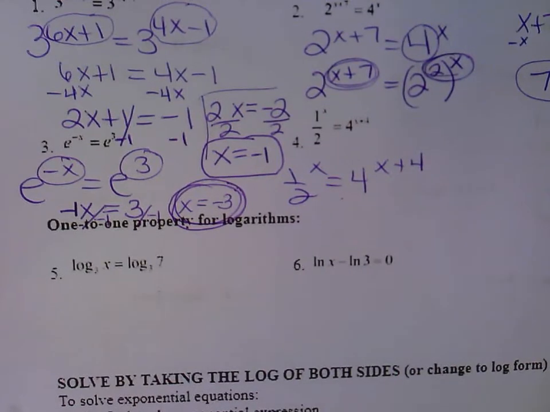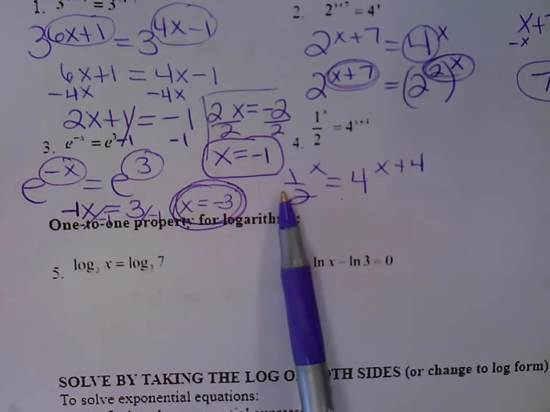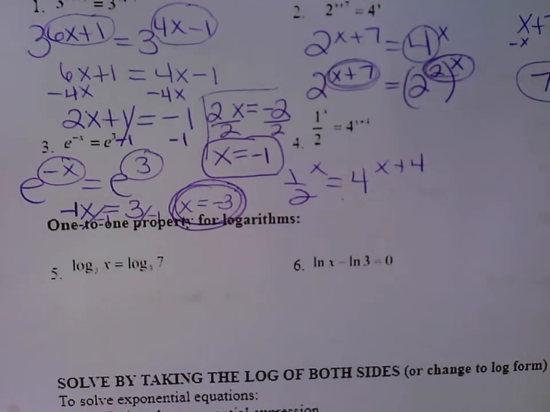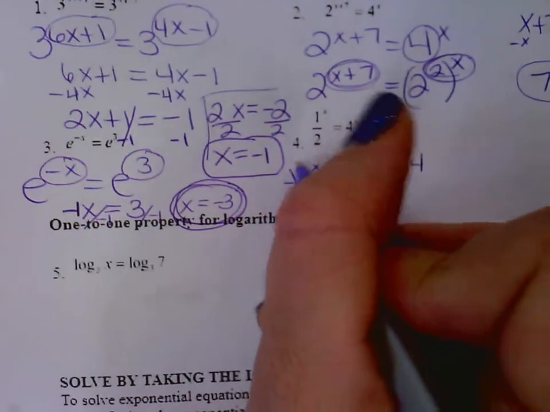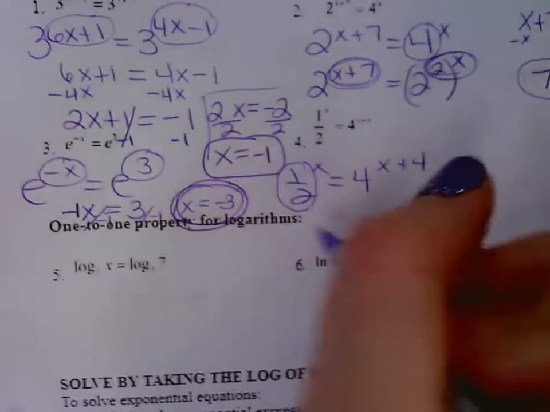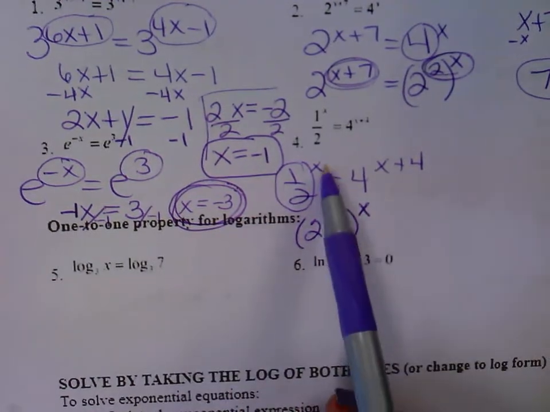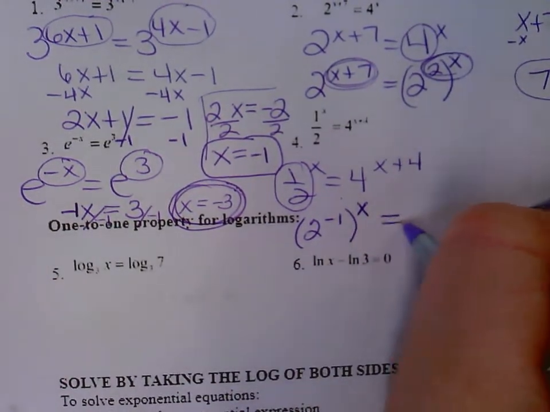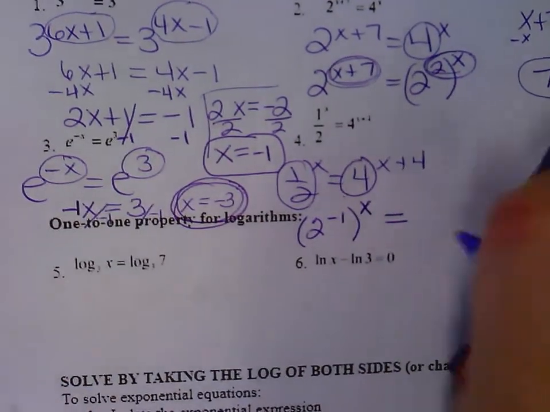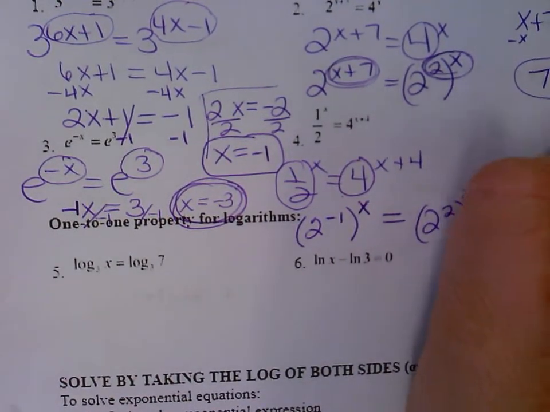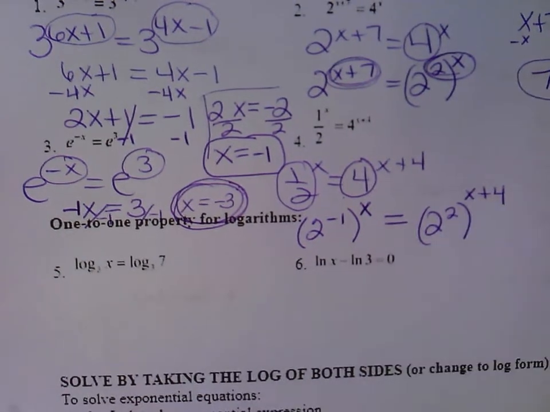All right, number 4. Note to self, I need more room for these problems. So number 4, I don't have the same base on both sides, but 1/2 and 4 both come from the same power family. What power family do they come from? 2. So how am I going to rewrite the 1/2? Yeah, 2 to the negative 1, to the x, because the x is still kind of hanging out. On the other side, how am I going to rewrite 4? 2 squared, and then the x plus 4 is still kind of hanging out.